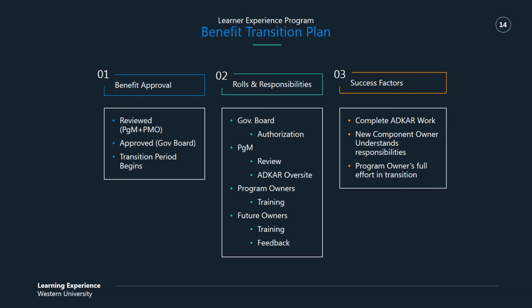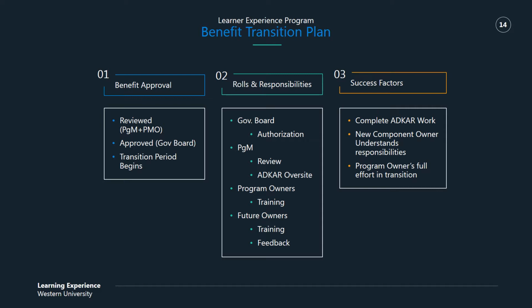So on to our benefit transition plan. It starts with our benefit approval. This is based off of those metrics that we talked about. These will be reviewed, aka they will be audited and checked for those metrics. If they reach the proper thresholds and the governance board and the program manager all give their approval, that begins the transition period. Now the transition period is a minimum of 5 days, but we also want to make sure that not all of the transition activities are occurring only in this 5-day period.